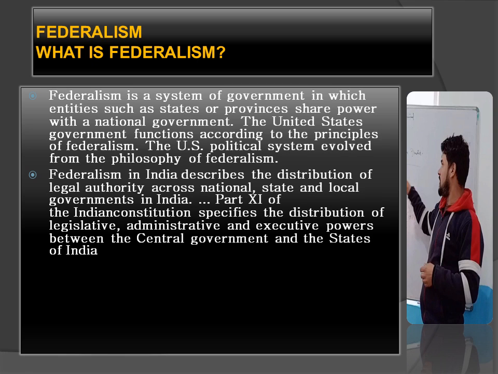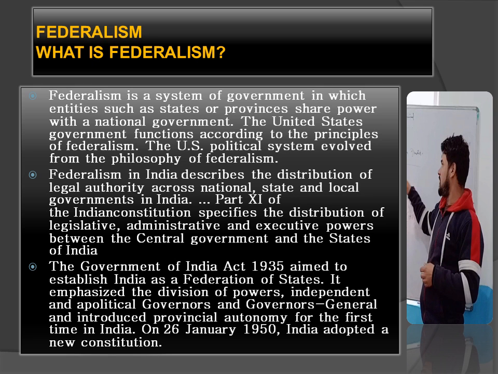So it comes under Part 11 of the Indian Constitution that specifies the distribution of legislative, administrative and executive powers between the central government and the state governments of India. Okay, the Government of India Act 1935 aimed to establish India as a federal nation, that is a federation of states, or we say union of states.